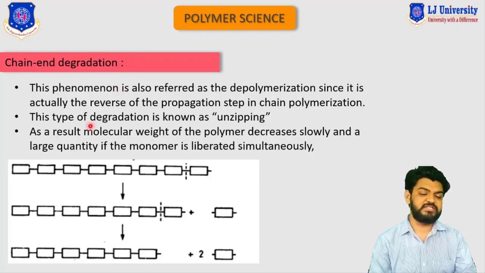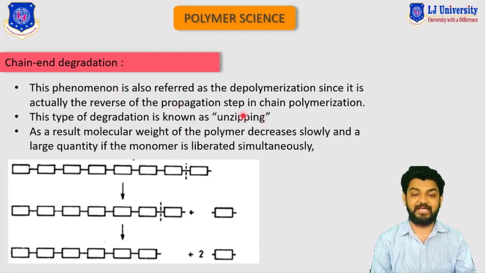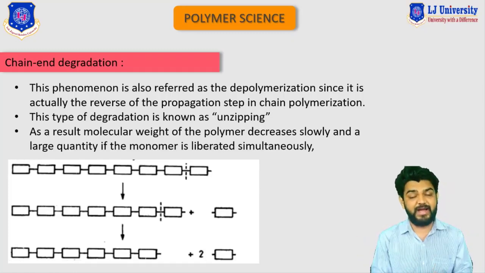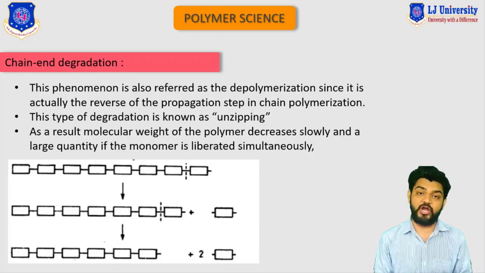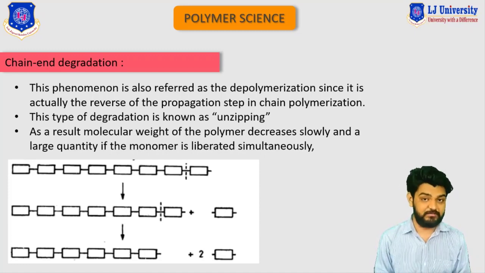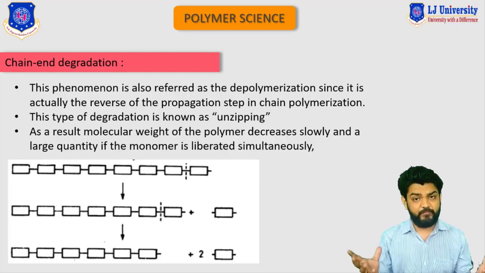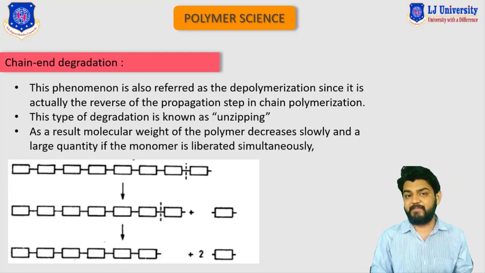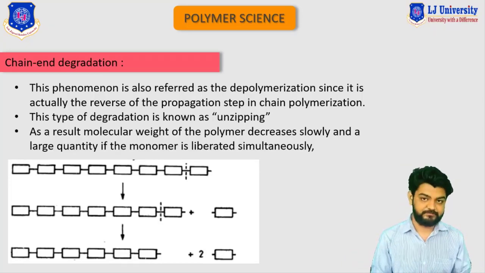This type of degradation is also known as unzipping, since it is the reverse of zipping. Zipping is the process in which monomers combine or join together in order to form a long chain. But this is the completely opposite phenomenon in the degradation process. This is why it is referred to as unzipping, where the long chain of polymer starts to unzip in a step-by-step manner and every monomer gets liberated.